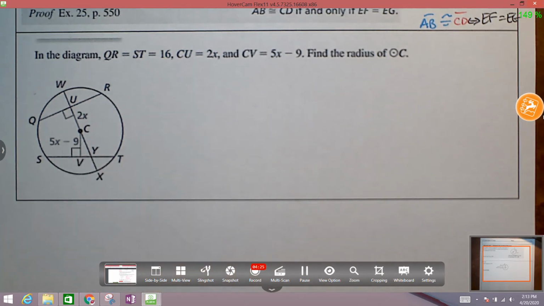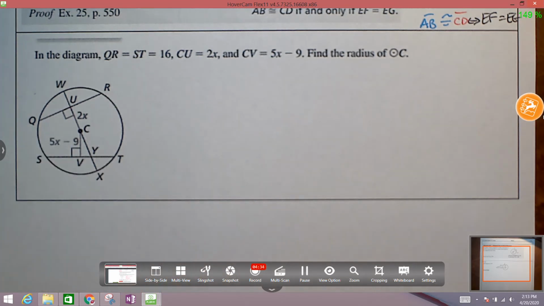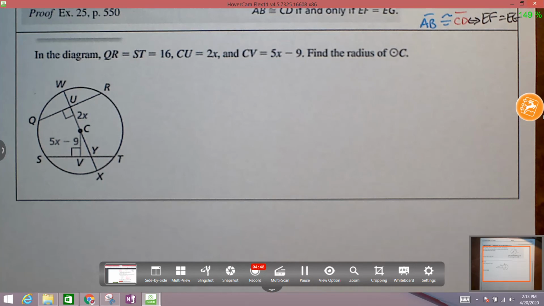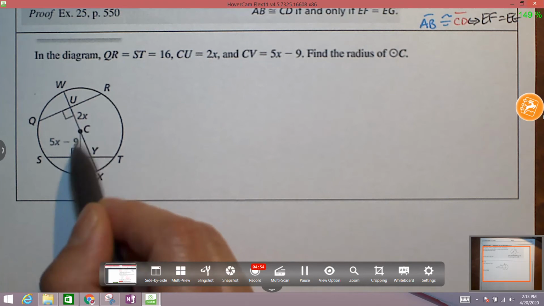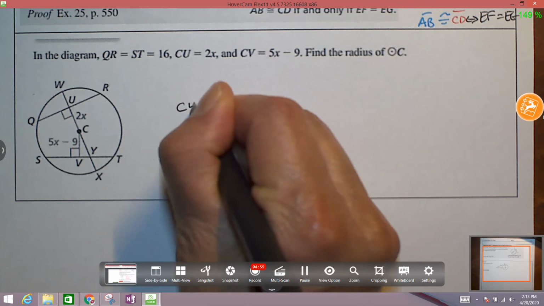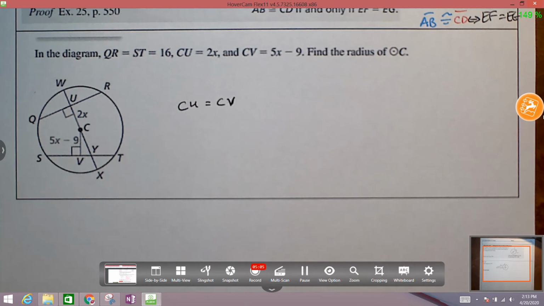Well, let's start using the theorem first of all. So we know that QR is equal to ST. So these are two congruent chords in the same circle. So if you have two chords that are congruent, then you know that their distances to the center, this little piece, CU, and this little piece, CV, the distances to the center are equal. So the first thing we want to do is find out how long is that distance. We know that CU equals CV.